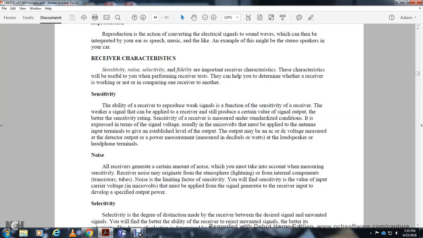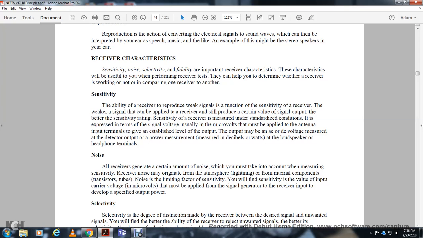Receivers are sensitive to the ability of the receiver to reproduce a weak signal. Sensitivity is a function of the receiver's ability to respond to a weak signal and still produce the desired output signal. The rating of receiver sensitivity is measured under standard conditions, usually as the signal voltage, in microvolts, applied to the antenna input terminals to give the established level of output.